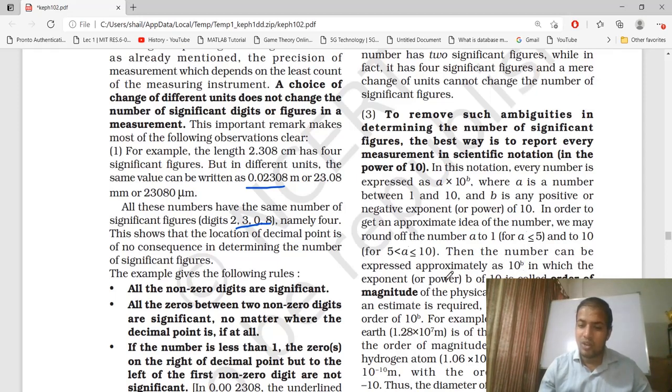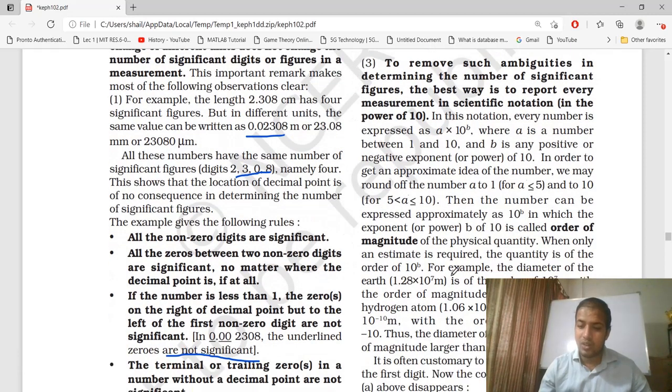In such a case, the exponent or power b of 10 is called the order of magnitude of the physical quantity. When only an estimate is required, the quantity is of the order of 10^b. For example, the diameter of the earth is 1.28 × 10^7 meter, which is of the order of 10^7 meter, with the order of magnitude 7. The diameter of a hydrogen atom is of the order of 10^-10, so the order of magnitude is -10 here. Thus the diameter of the earth is 17 orders of magnitude larger than the hydrogen atom.